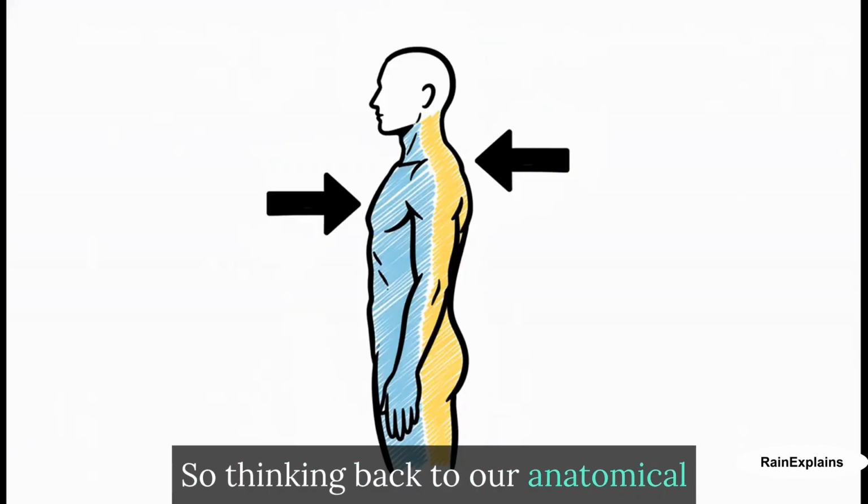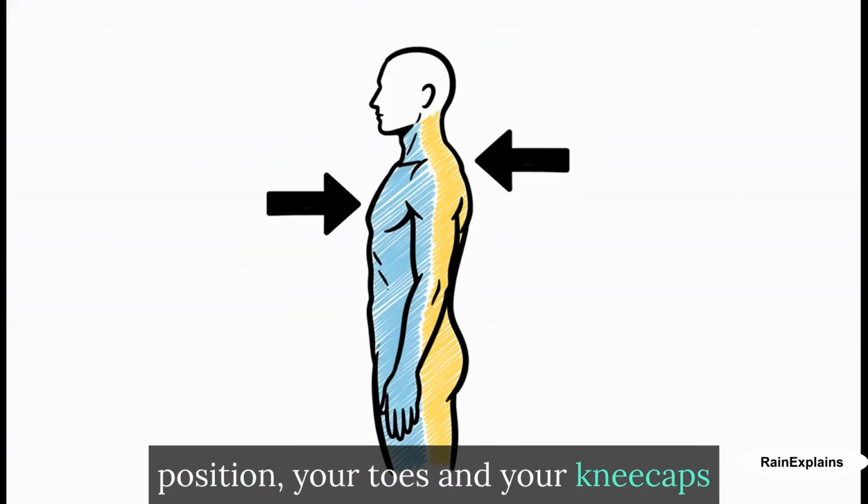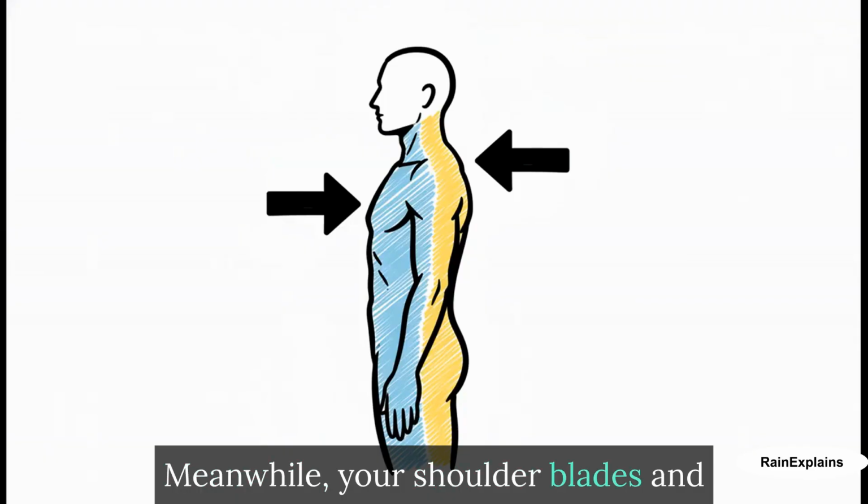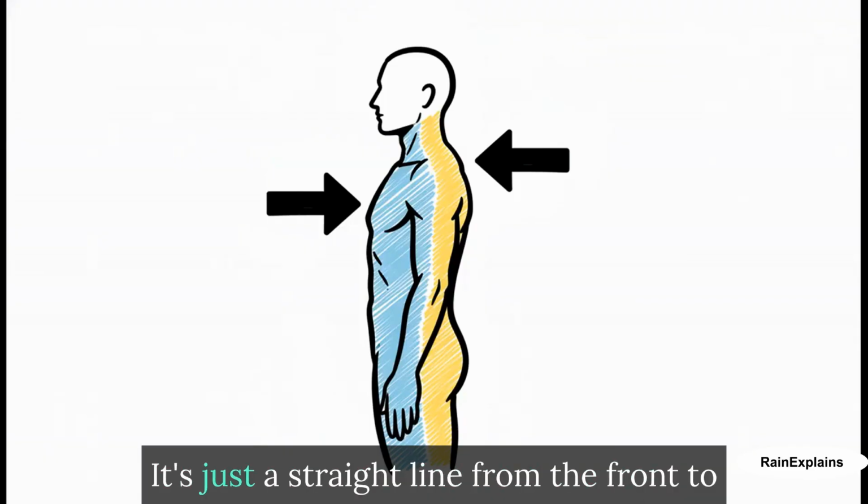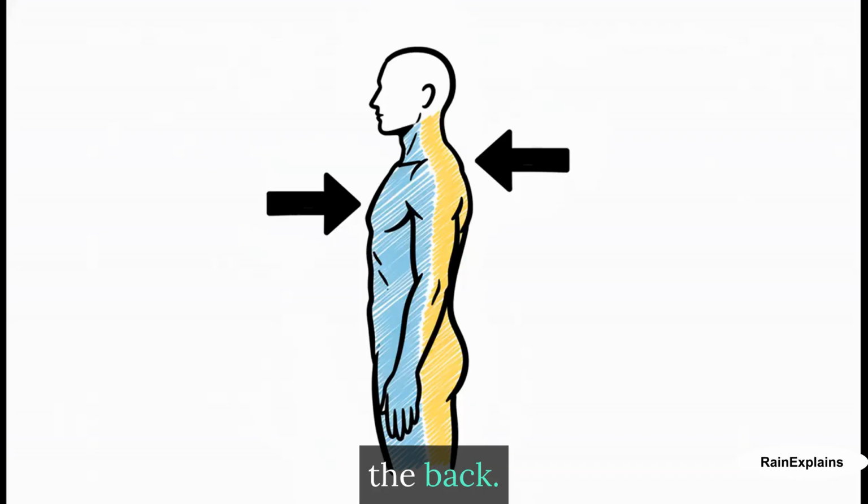So thinking back to our anatomical position, your toes and your kneecaps are anterior. Meanwhile, your shoulder blades and your heels are posterior. It's just a straight line from the front to the back.